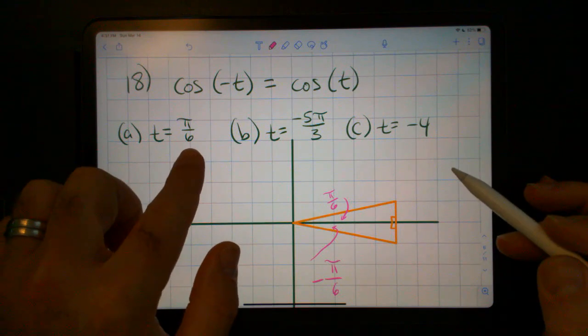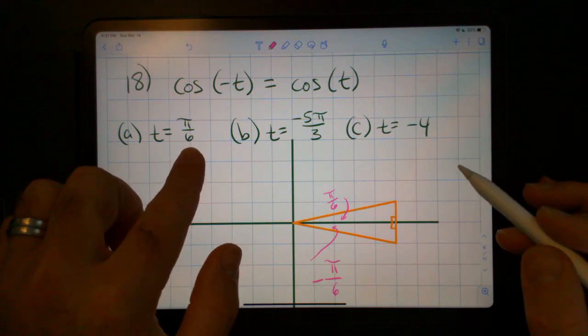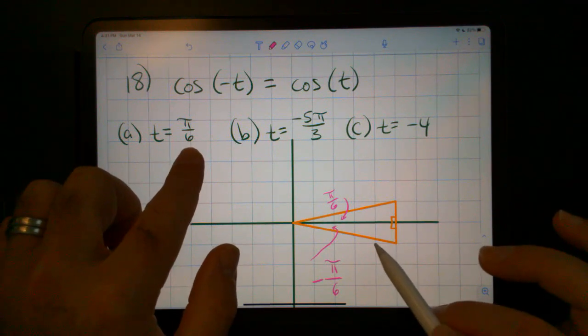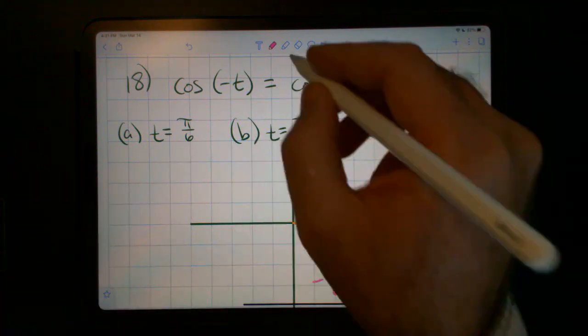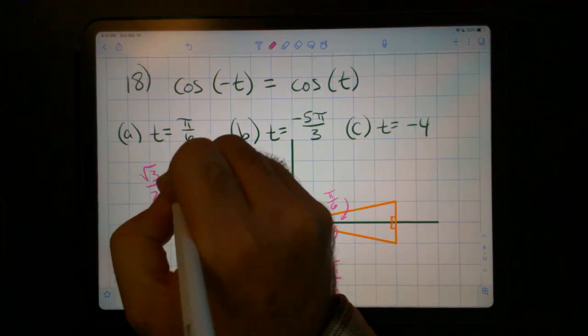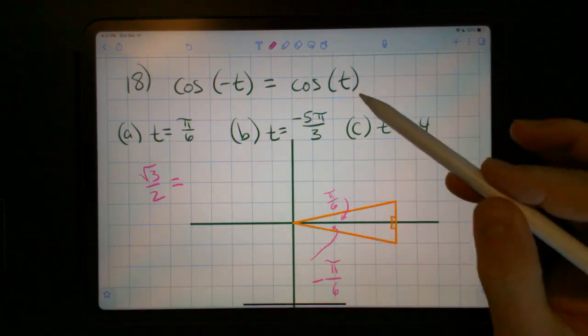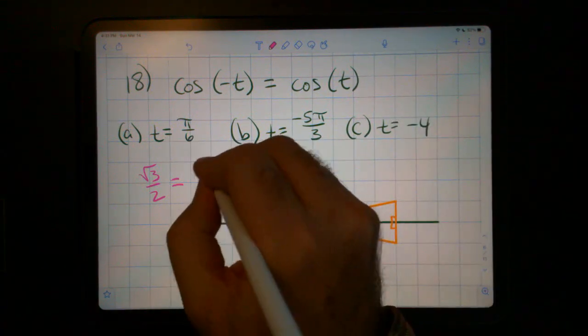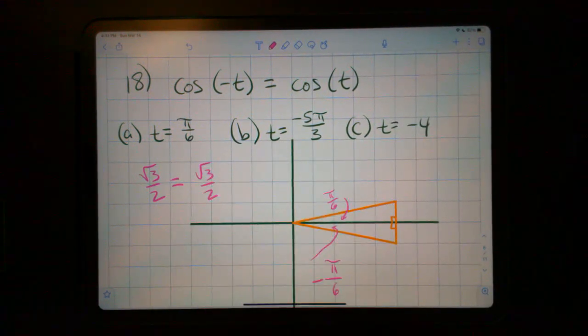And so cosine of negative pi over 6 is going to be radical 3 over 2. And cosine of positive pi over 6 is also going to be radical 3 over 2. They are the same value.